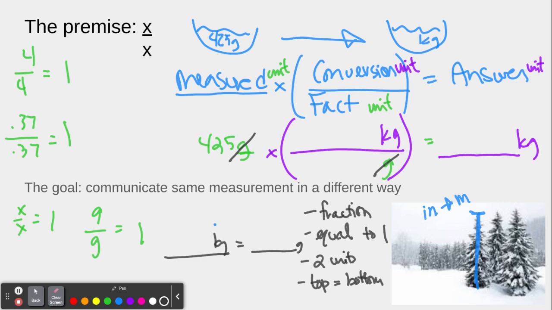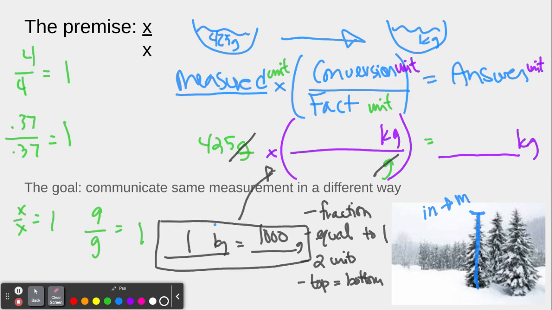1 kilogram is equal to... Oh, right there. 1,000. Yeah. So 1,000 grams is equal to 1 kilogram. So that's what I'm going to put into my conversion factor. If I'm holding 1 kilogram, Nico, and I'm holding 1,000 grams, those are the same amount. I'm holding the same amount in each hand, right? The top, 1 kilogram, is equal to the bottom, 1,000 grams.